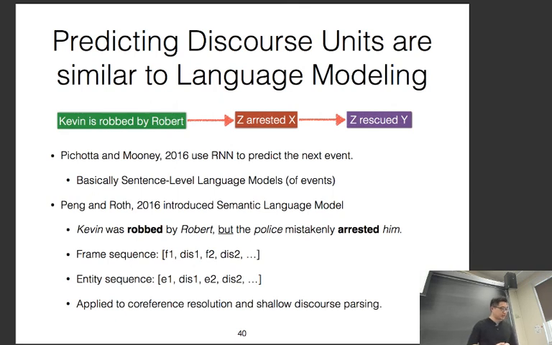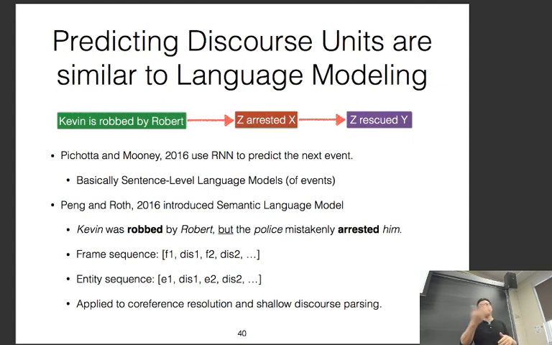And Peng and Roth in 2016 introduced something called a semantic language model. What they added to the previous model is discourse connectors. So, Kevin was robbed by Robert, but the police mistakenly arrested him. When we have a "but" in between these two sentences, the meaning of the whole thing just changes. Now "him" actually refers to Kevin, not Robert anymore. So they added a little more information into these discourse sequences so they can make better predictions.